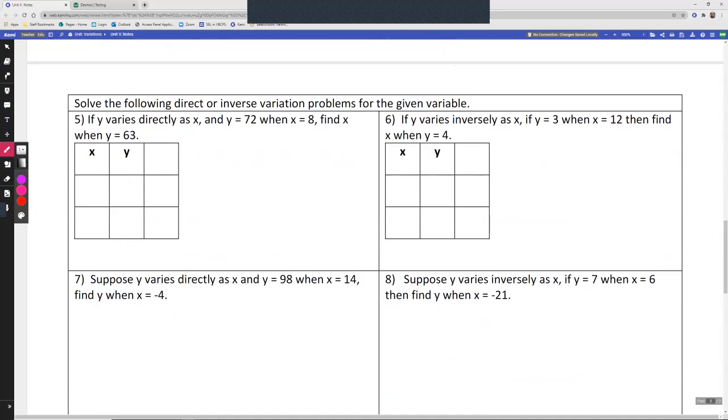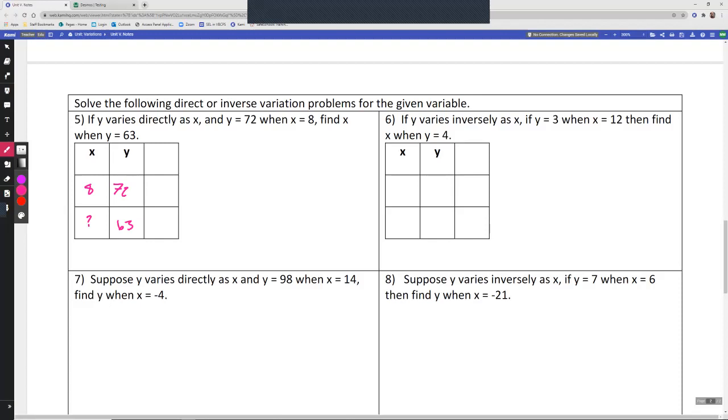First, I'm going to take the time to fill in my table just because I like the way the fill-in table looks. So remember, y is equal to 72. I don't want to write my y in my x spot. I want to write my y in my y spot. 72, and then x is 8. And then we have 63, and we're looking for this number. So it's giving us an x and a y. So we're going to use that x and that y to find our k.